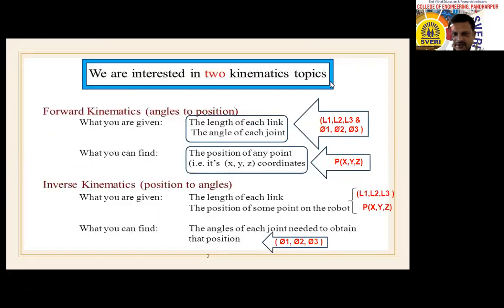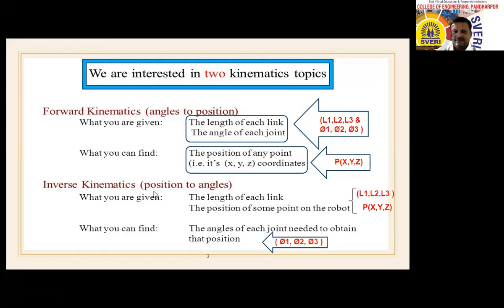Now, here we are interested in two kinematics topics. Forward kinematics, that is angles to position, and inverse kinematics. Inverse means reverse kinematics, that is position to angles. Now we will see forward kinematics, angles to position. What you are given: the length of each link and the angle of each joint, that is L1, L2, L3, and phi 1, phi 2, phi 3. What you can find: the position of any joint, that is its xyz coordinates, p of xyz.